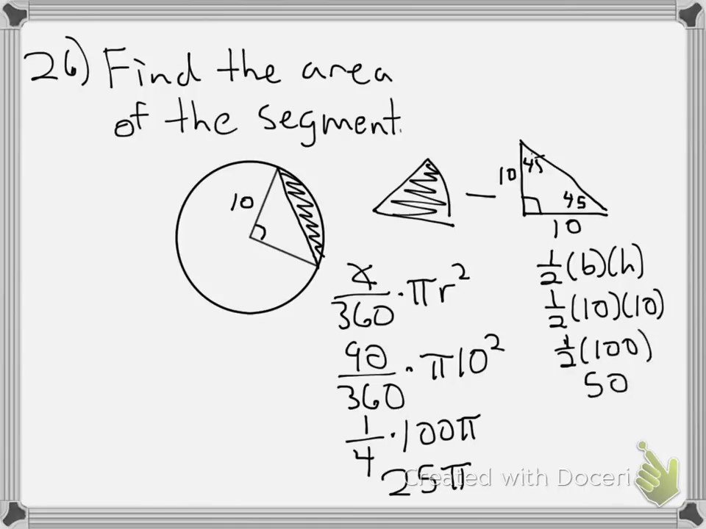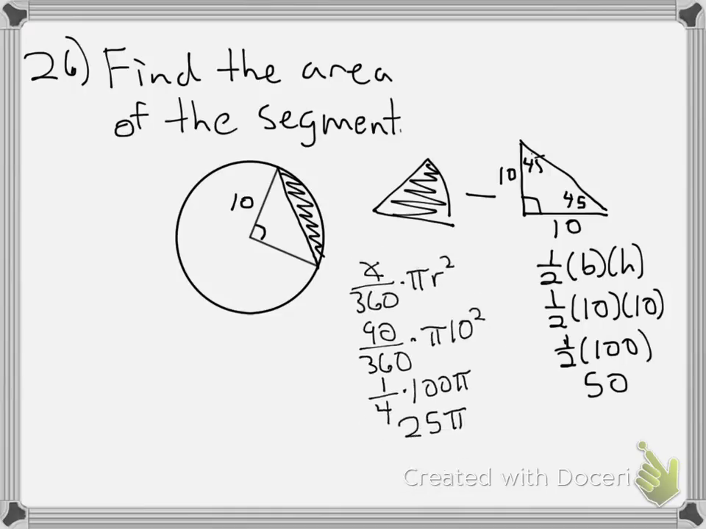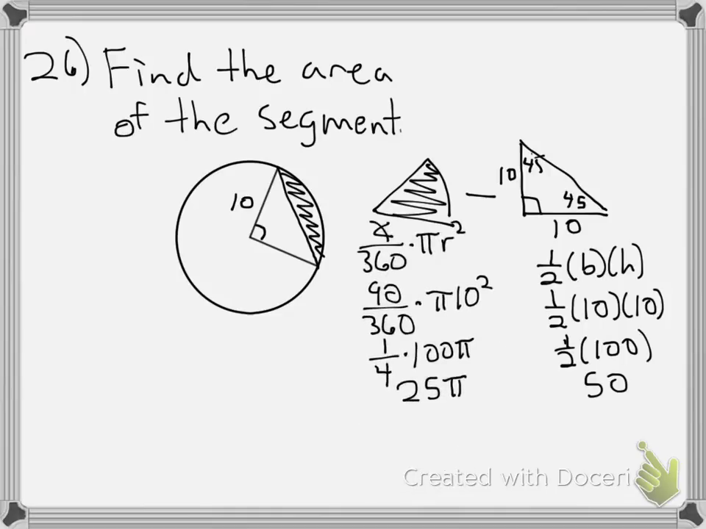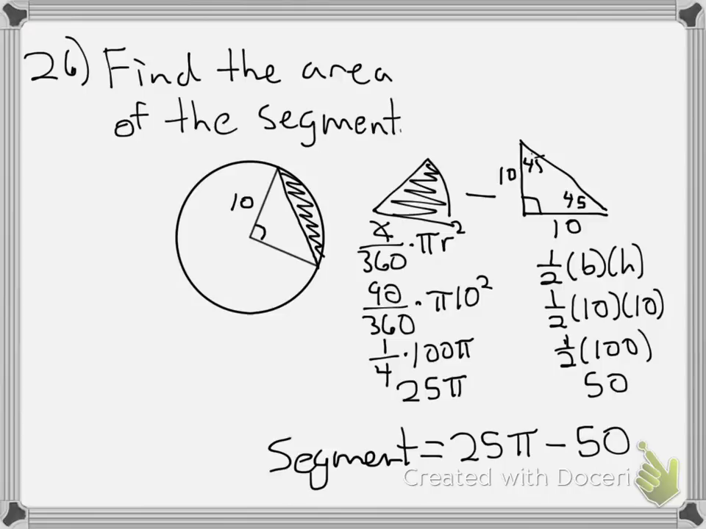So now the area of the segment, we can just write this in terms of pi, is going to be the area of our sector, 25 pi, minus the area of our triangle, 50, and it was centimeters squared.